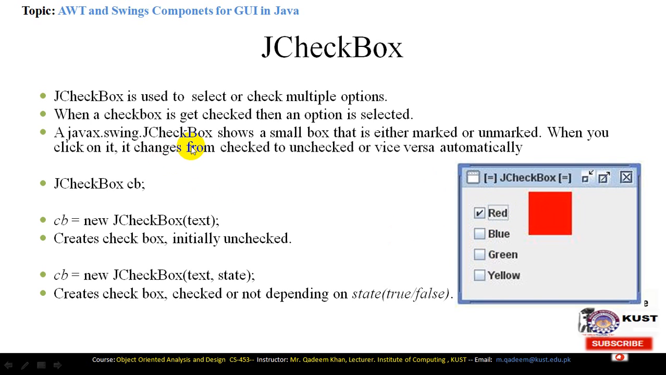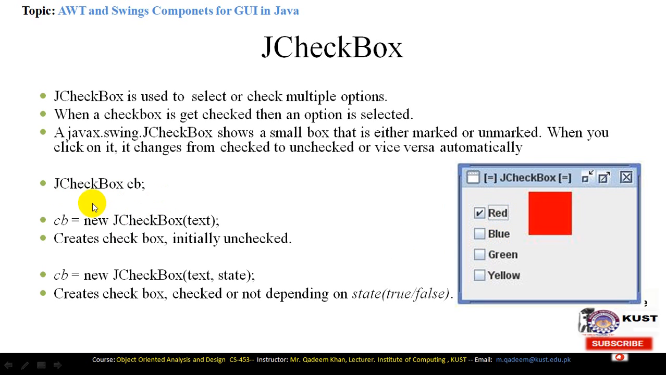So when a checkbox gets checked, then an option is selected. A javax.swing.JCheckBox shows a small box that is either marked or unmarked. When it is marked, that means it is checked. When it is unmarked, that means it is not checked. When we click on it, it changes from checked to unchecked or vice versa automatically.